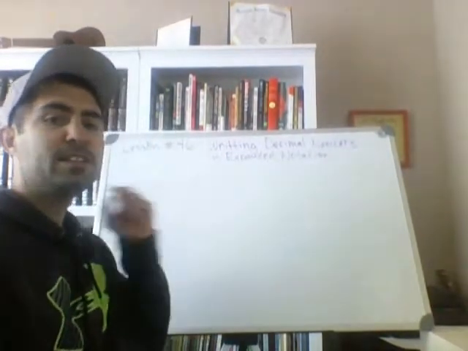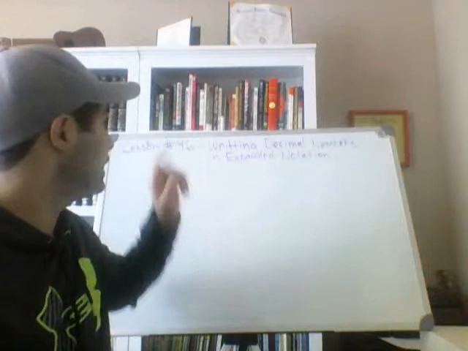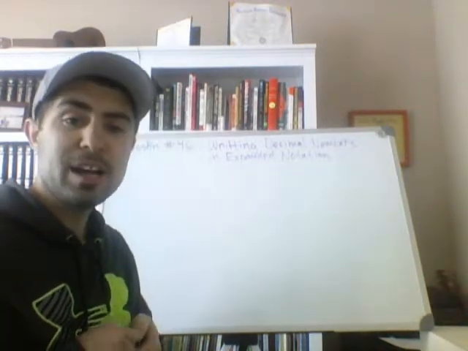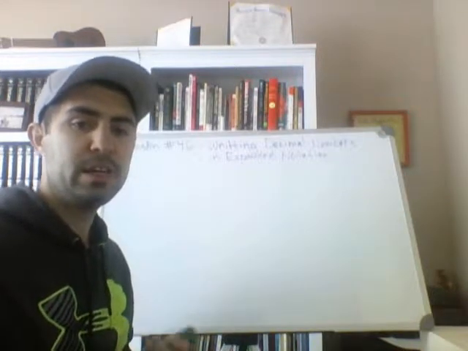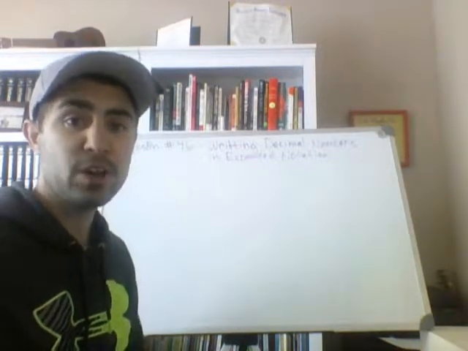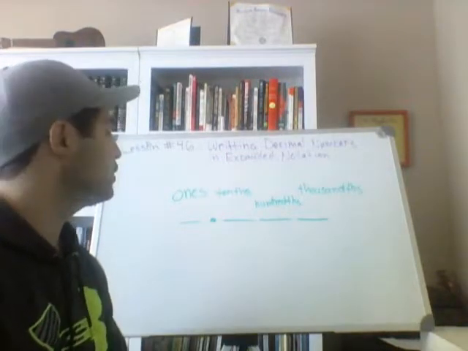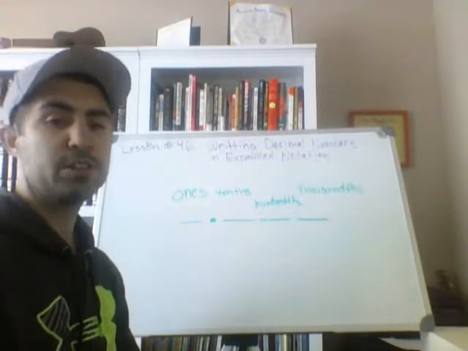Alright, today we're going to do lesson 46, and we are going to write decimal numbers in expanded notation. Pretty easy concept. We're just basically expanding on something that you guys already learned, so this shouldn't be too hard. Alright, place value is very important to learn if you're going to understand math.